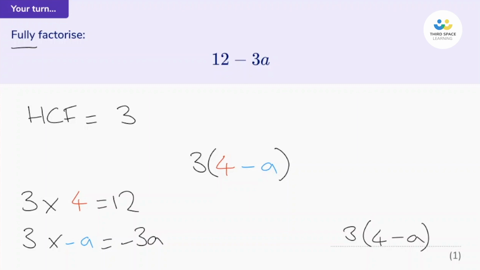And the good news is we can make sure that this is fully correct. So let's expand these brackets. 3 times 4 is 12, and 3 times negative a is negative 3a. And again, this is worth 1 mark.